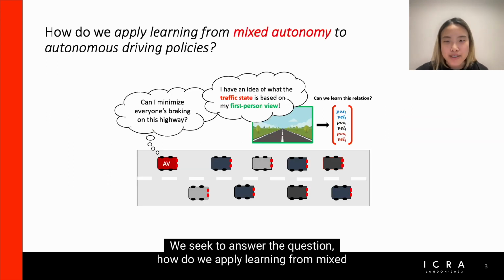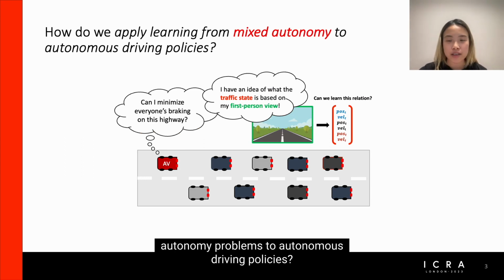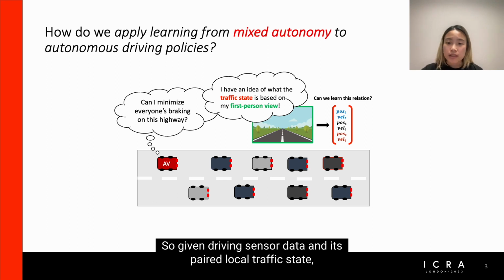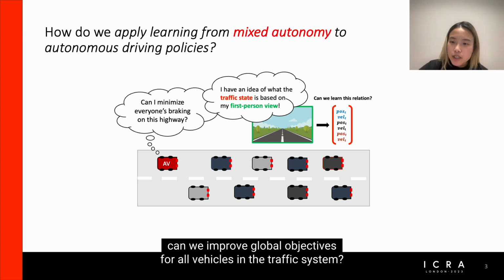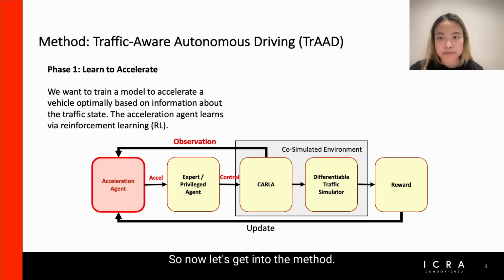So we seek to answer the question, how do we apply learning from mixed autonomy problems to autonomous driving policies? So given driving sensor data and its paired local traffic state, can we improve global objectives for all vehicles in the traffic system? So now let's get into the method.